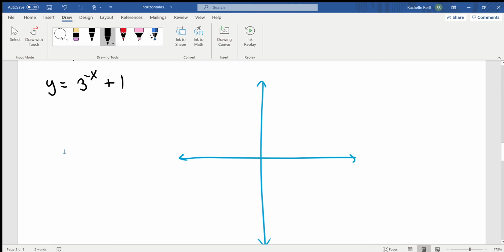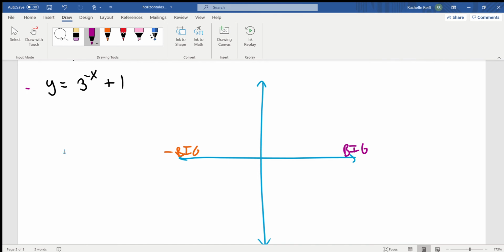So let's go ahead and do this one. We're going to do the same thing we did before. I'm going to see what happens when I plug in really big numbers for x, and I'm also going to see what happens when I plug in really big negative numbers, like -1 trillion or something. But this time I have this function, y is equal to 3 to the -x plus 1.